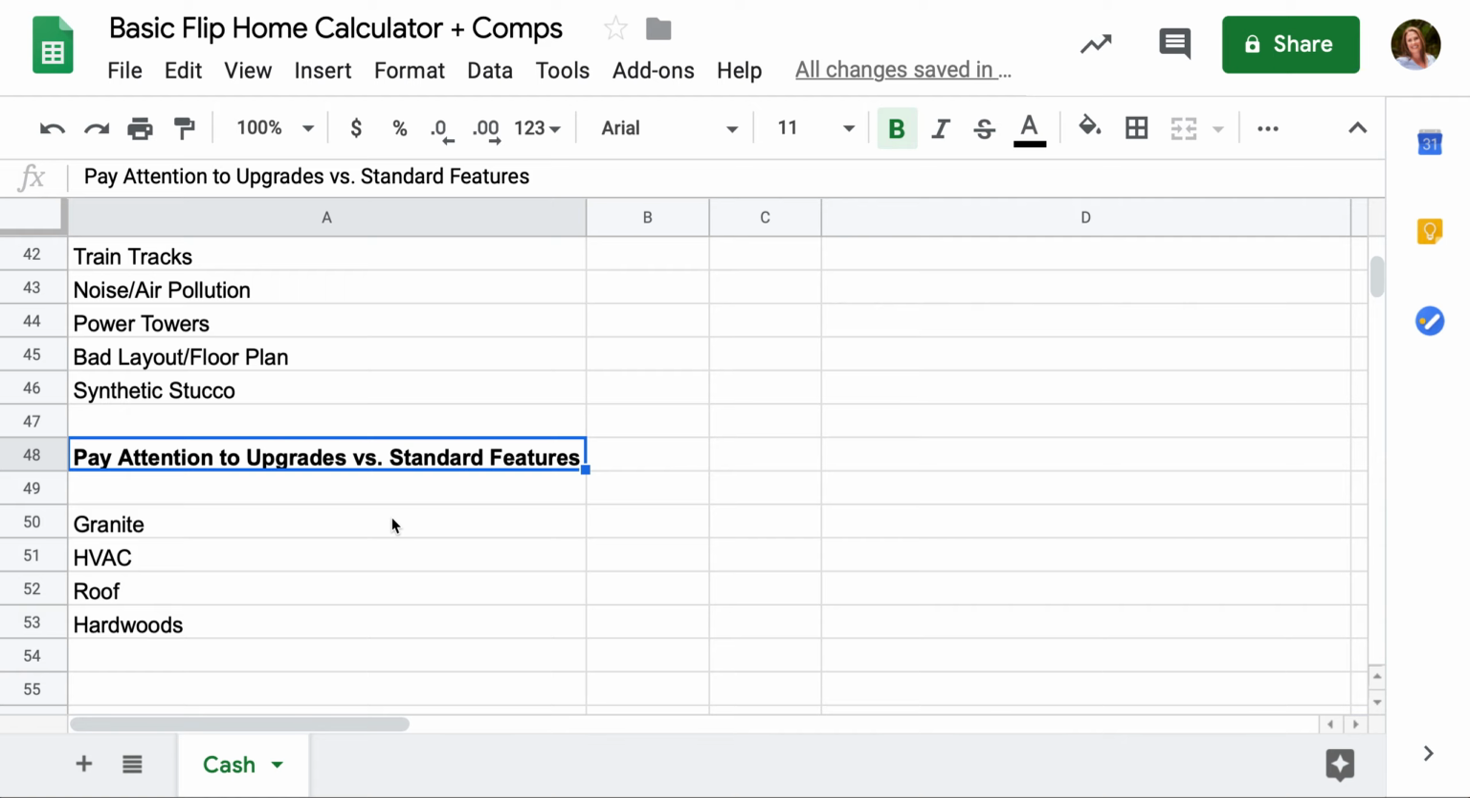Again, I always say too, don't over upgrade. There's no need to put in like the Ferrari of sink faucets when the Honda version will do. So pay attention to that stuff.